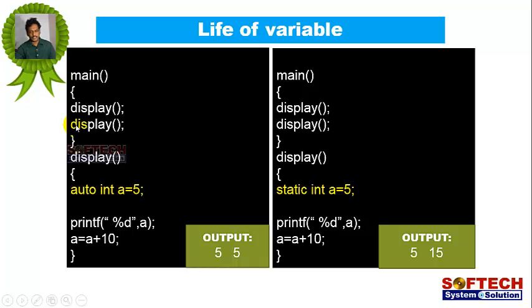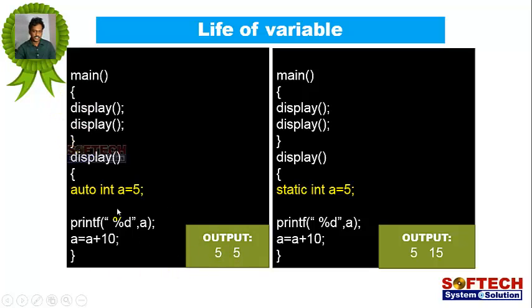Then again it calls the same function. Then it creates 2 bytes of memory for a. It is a new allocation. It does not have any value. Then it assigns 5. Now it also prints 5. Then it changes to 15. The control transfers here, and it terminates the program. The output is 5 only.